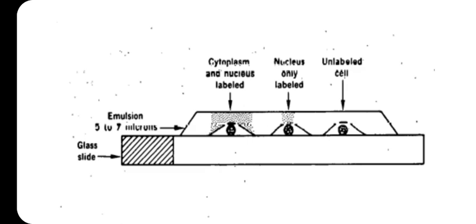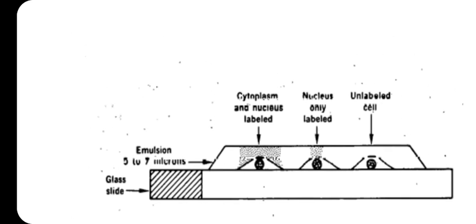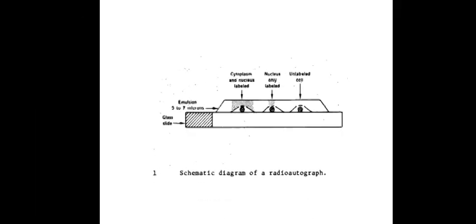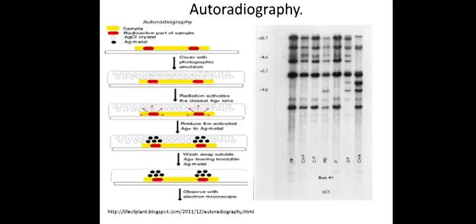So here you see, in this case, the cytoplasm and the nucleus are both labeled, so this area is going to become dark. Here only the nucleus is labeled, so only the nuclear area is going to be dark. Here there is no labeling. There is no complementary molecule, so no labeling, no darkness. It remains the same. Okay, so the picture will be somewhat like this.